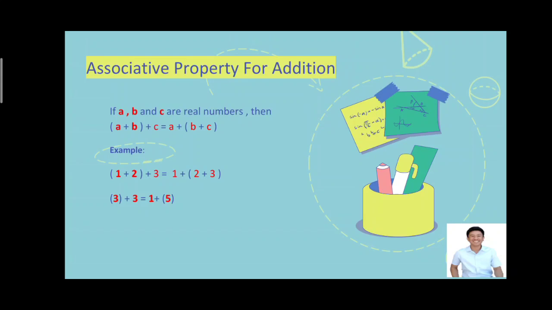So, let's evaluate. Inside the parentheses on the left side, 1 plus 2 is equal to 3, plus 3, bring down 3. On the right side, 2 plus 3 is equal to 5, so 1 plus 5. When we add them, 6 is equal to 6.